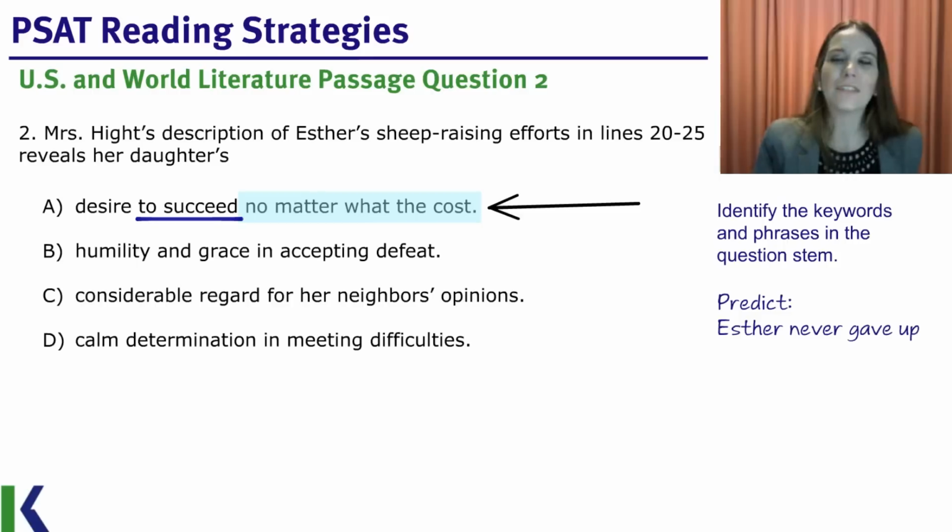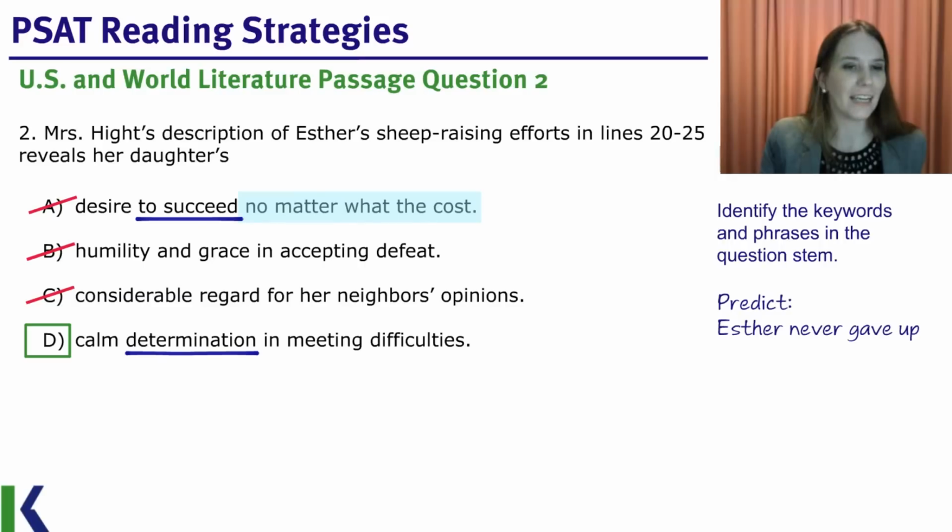So A is very tempting because it has the word succeed there. And we know that Esther did ultimately succeed, but she didn't do it at no cost. She didn't say, sorry, mom, I want to succeed so bad, I'm going to leave the farm and I'm going to go become a teacher, and I'm just like, see you later. It's all about me. She actually did, in fact, have a bit of a cost there that she took into consideration, which was like mom was there on the farm and had to work despite the fact that it was quite difficult. Our answer here is answer choice D, determination in meeting difficulties.